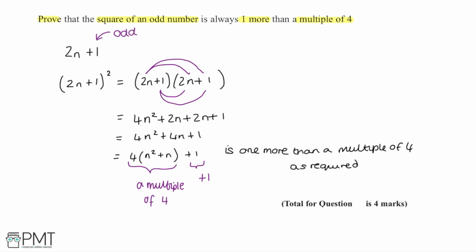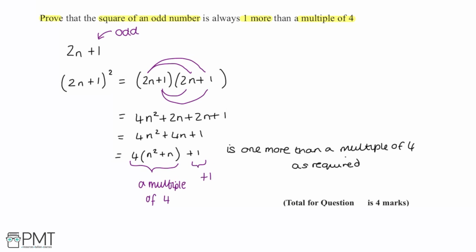So now as for how the marks were awarded, the first mark would be for writing down an expression for an odd number, so 2n plus 1, 2n minus 1, anything like that. And then a second mark would be for expanding this odd number squared, so expanding these brackets and having at least 3 of the 4 terms there correct, which we do have.